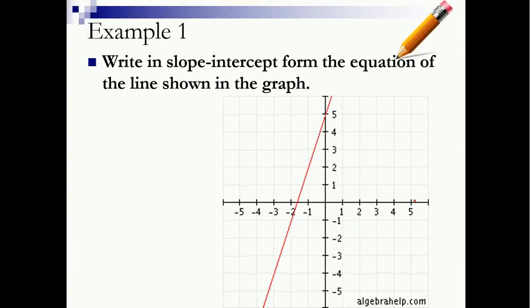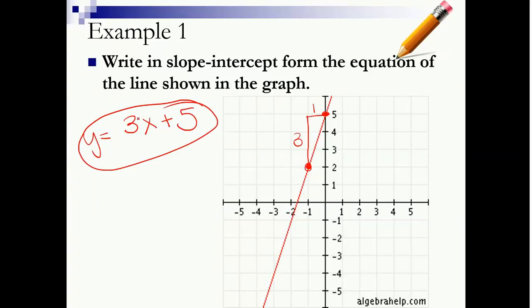What if I give you a graph, something like that? Well, what I need to do is find the slope first. So the slope of this line, it looks like it crosses right here, right? And it crosses right here. So let's find the slope. Up 1, 2, 3 over 1. So up 3 over 1, that's 3, right? 3x plus my y-intercept, which is my b. What's my y-intercept? 5 it looks like. So the equation of my line is y equals 3x plus 5. Pretty simple, right?